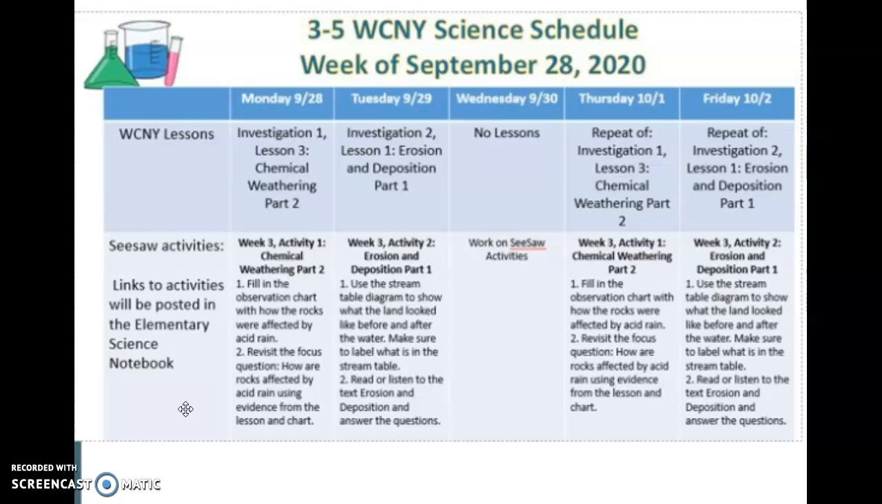And then the following day, Tuesday the 29th, we start erosion and deposition, part 1. This will continue on the following Monday. We have 2 activities to go along with it. We are going to use the stream table diagram to show what the land looked like before and after the water, making sure that students are labeling what is happening in the stream table investigation, and they can read or listen to the text on erosion and deposition and answer those questions.